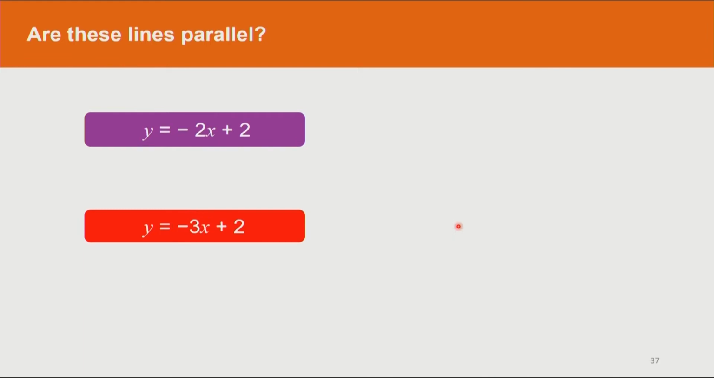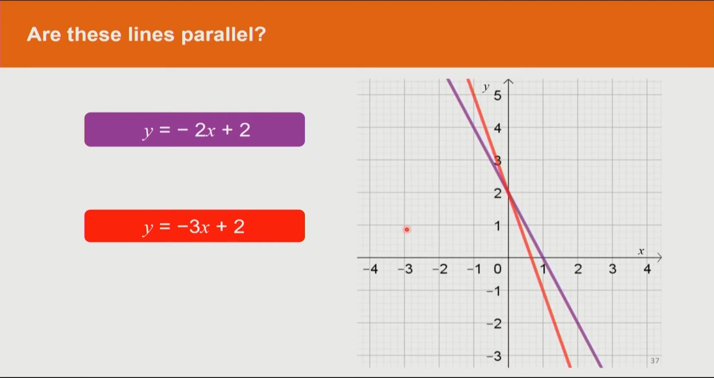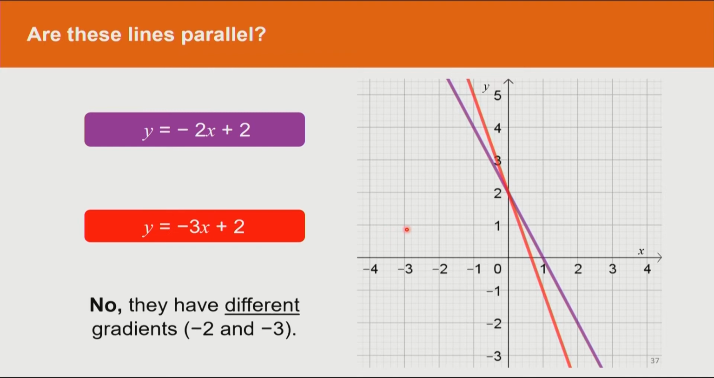The next one, are these lines parallel? Now we have y equals -2x plus 2, then we have y equals -3x plus 2. By looking at the gradient, you'll be able to see that the gradients here are not the same. The first one has a gradient of -2, the second one -3. Therefore, even if you draw them, you'll be able to see that they are not parallel. So the answer is no, they have different gradients. We have -2 and -3. So those lines are not parallel.